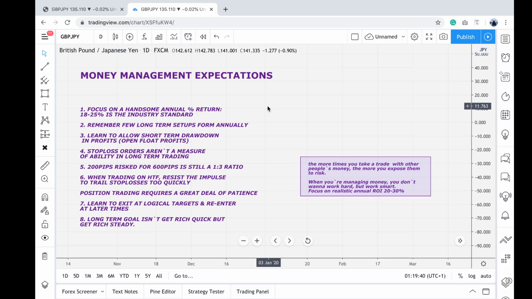Number two, you want to remember few long-term setups form annually. So do not expect that you're going to take 10 trades every single month. You're going to take 5 trades every single month. Or you're even going to take a trade a month. Oftentimes it could happen whereby there's no setup for a month, even 2 months. And you need to learn to get comfortable with that because what you're doing is you're swing trading, okay, or you're position trading. You want to do the less work and get the most pay.